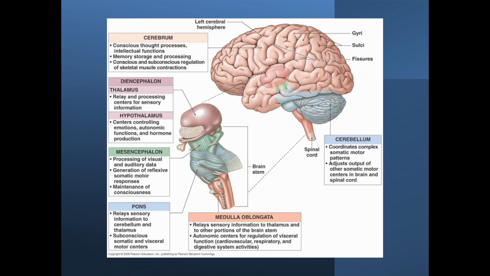Like instead of saying thinking and memory and problem solving for the cerebrum, we could say responsible for conscious thought processes, memory storage and processing, responsible for communication related to skeletal muscle contraction, and subconscious regulation of that, which means communication with the cerebellum is required.